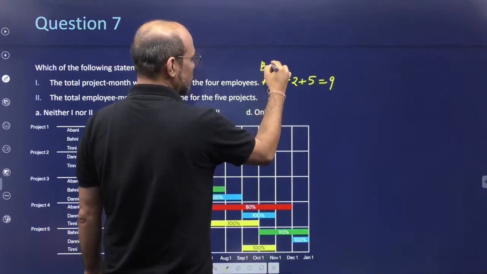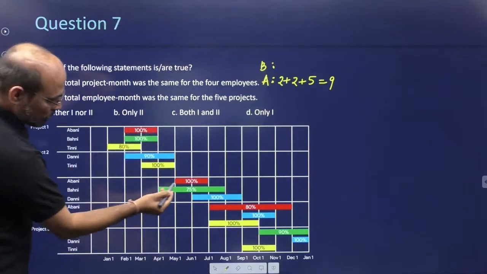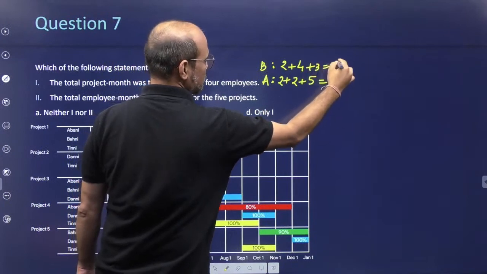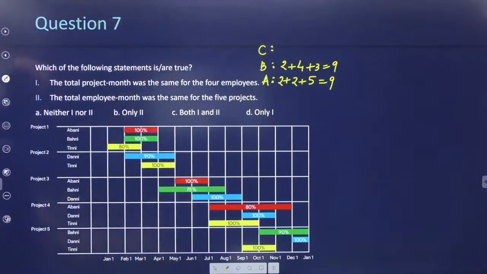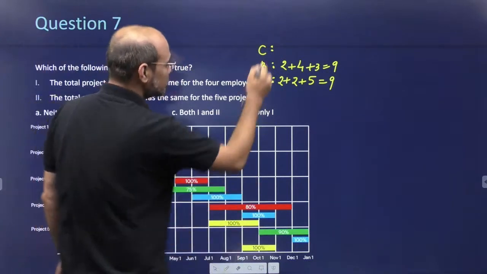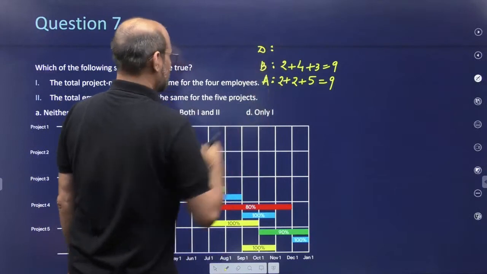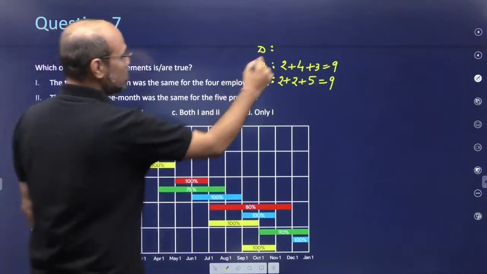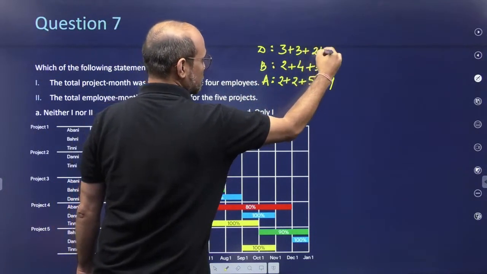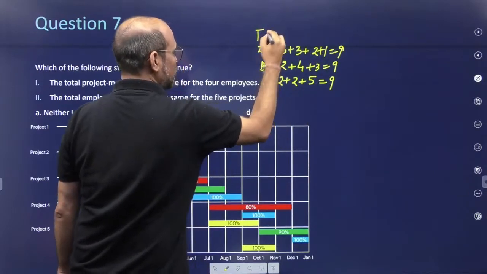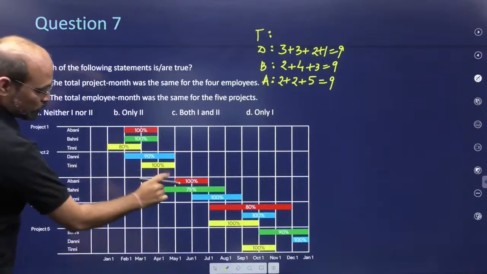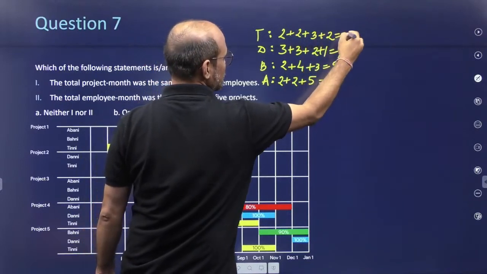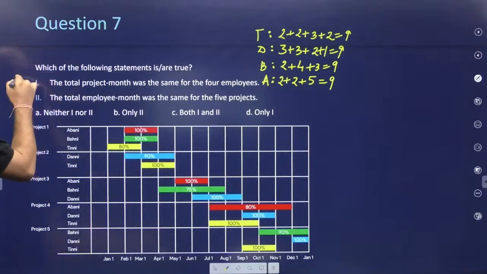If I talk about B, how many months did B work for? 1, 2, 3, 4, 5, 6, 7, 8, 9, which is 2 plus 4 plus 3. This is also 9. If I talk about the next employee, C नहीं है इधर, D है. D and T is what we have. So if I talk about the next employee D, this is blue color, 1, 2, 3, 4, 5, 6, 7, 8 and 9. So this is 3 plus 3 plus 2 plus 1. This is also 9. And if you look at the fourth employee T, which is yellow color, 1, 2, 3, 4, 5, 6, 7, 8, 9. This is 2 plus 2 plus 3 plus 2, which is 9. So ये same है. So can we say first तो true है?